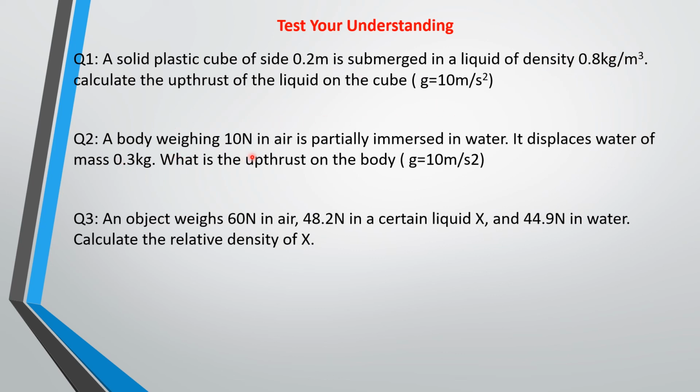Then this, a body weighing 10 Newton in air is partially immersed in water. It displaces water of mass 0.3 kg. What's the upthrust on the body? Fine. So this is the weight in air. Calculate the weight of the displaced water, multiply this by 10 to get the weight, and then you do your subtraction to get the upthrust on the body. Right? Upthrust is weight in air minus weight in water.